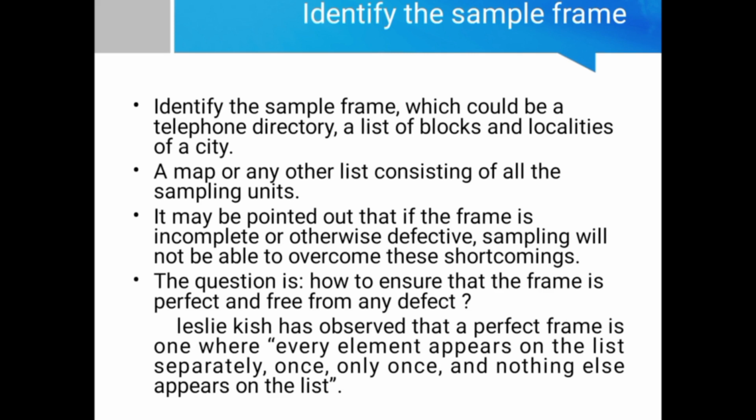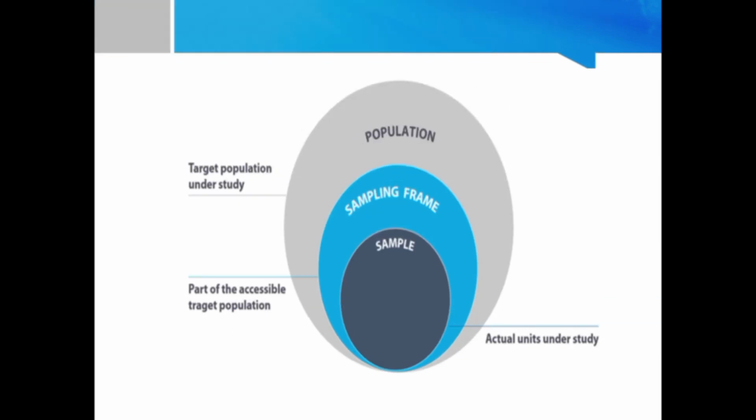The question is how to ensure that the frame is perfect and free from any defect. Leslie Kish has observed that a perfect frame is one where every element appears on the list separately, once, only once, and nothing else appears on the list. Here is the diagram.